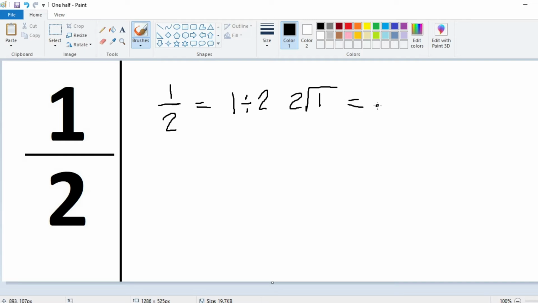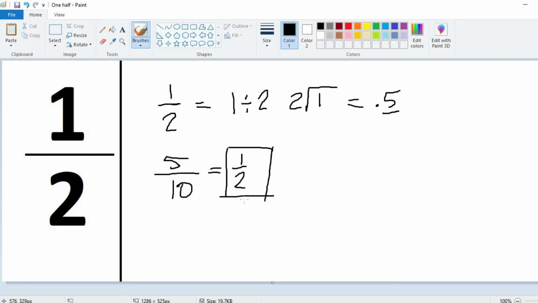And it can also be written as 0.5, which is 5/10. Or if you reduce that, it equals 1/2. But 1/2 is one number. And I'll show you that in an example using the number line.